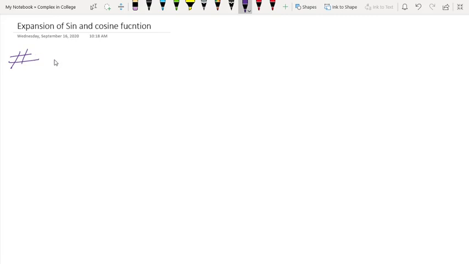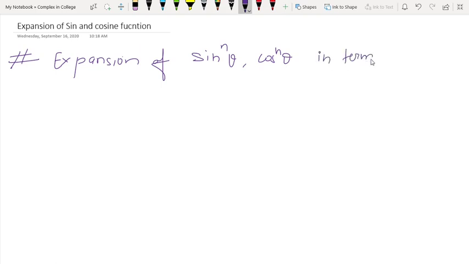The title of today's lecture is expansion of sine raised to n theta, cos raised to n theta in terms of sines and cosines multiple of theta.